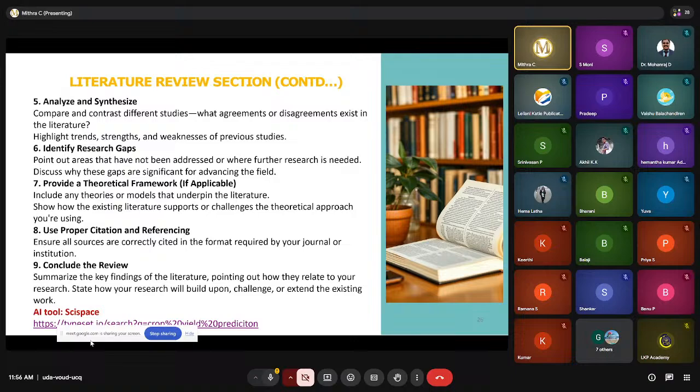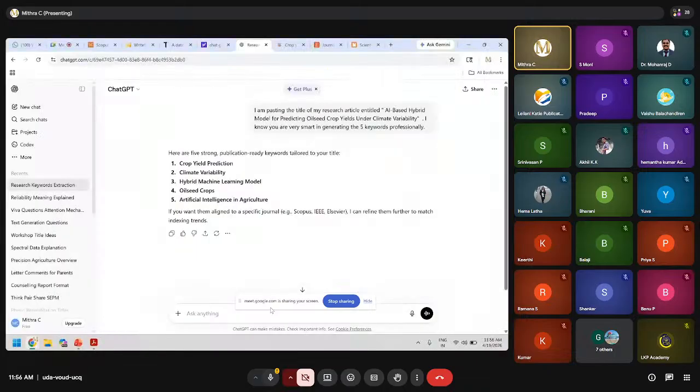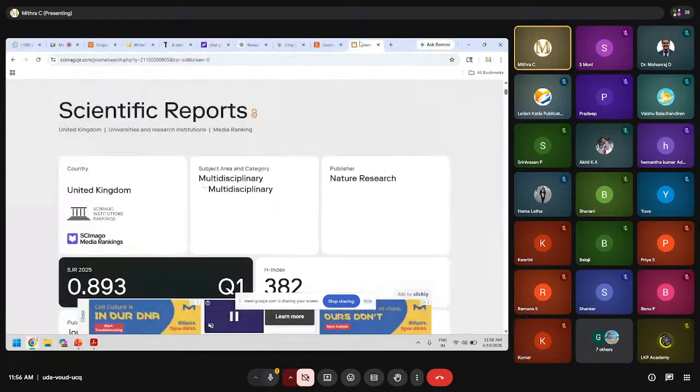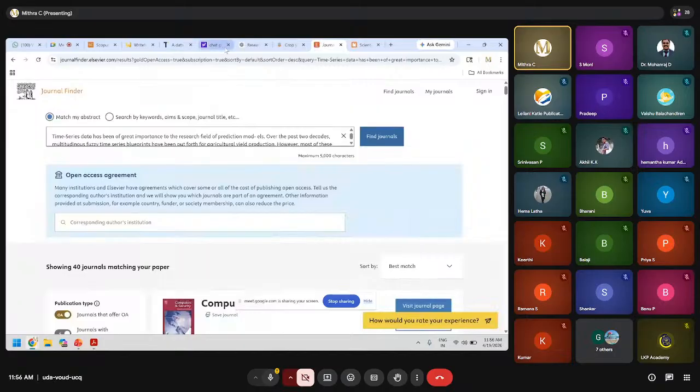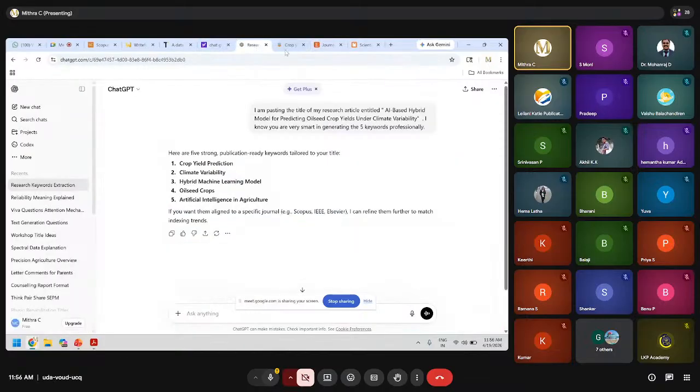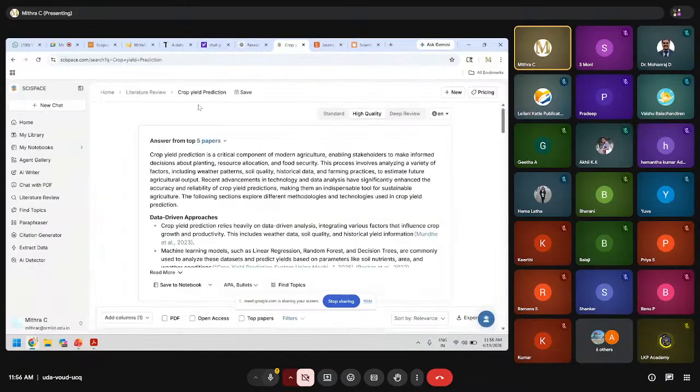So for this, we are going to use a tool called SciSpace. Yeah, this is the tool. So once you log in, you will have a page like this where you can give the prompt. Sorry, in the search tool, you can give crop yield prediction.